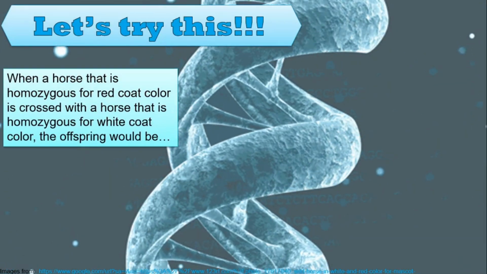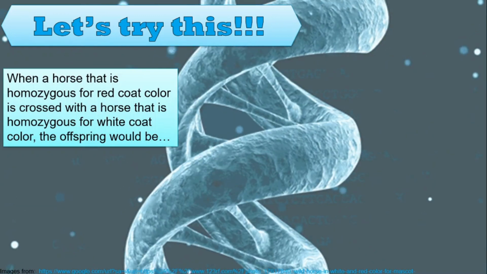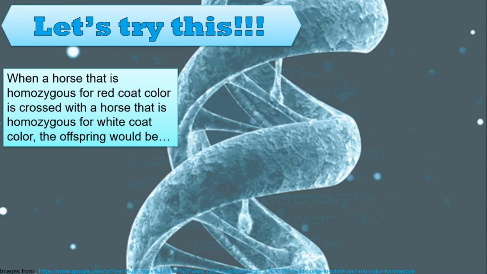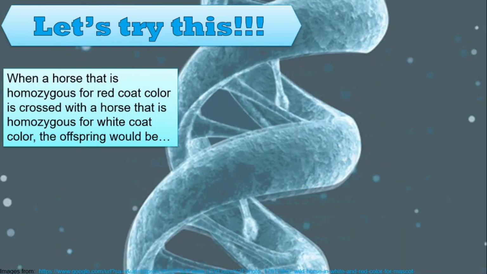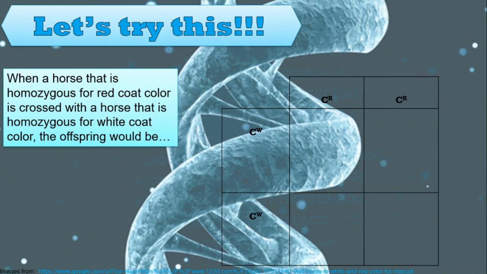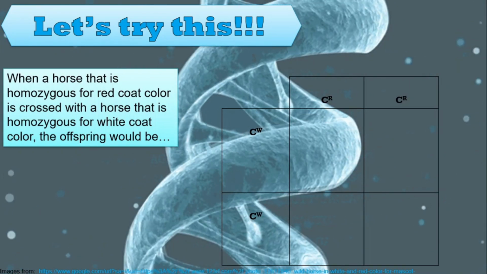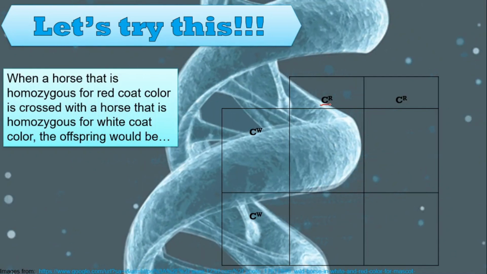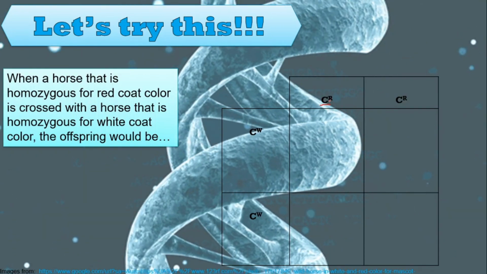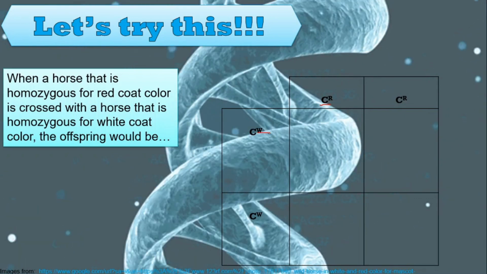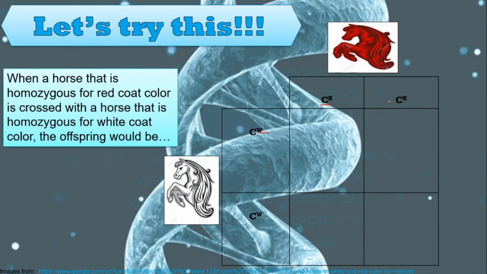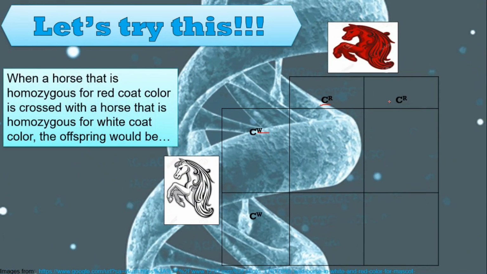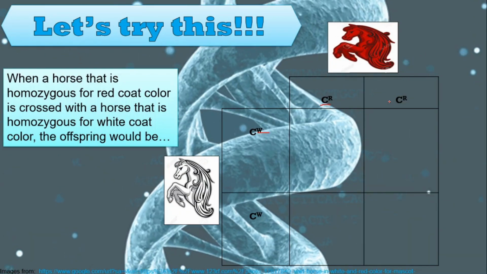Okay, let's try this problem. When a horse that is homozygous for red coat color is crossed with a horse that is homozygous for white color, what would the offspring be? Again, we will use the Punnett square. We are going to use C for the coat, and R and W for the color: R for red and W for white. So cross each allele from the two horses.